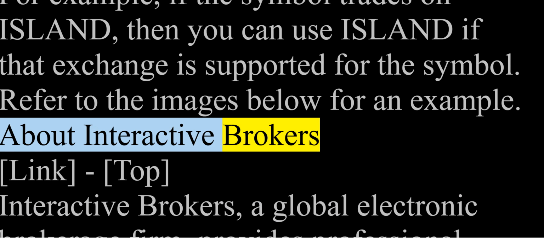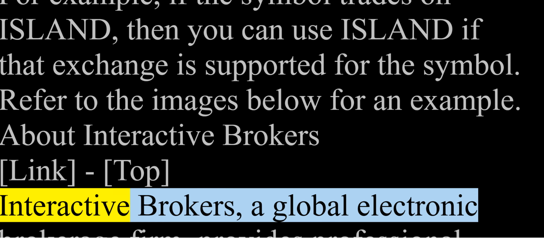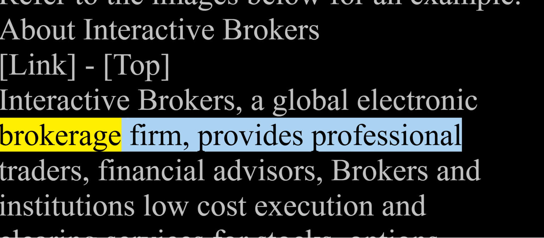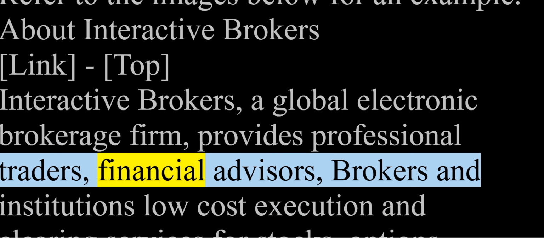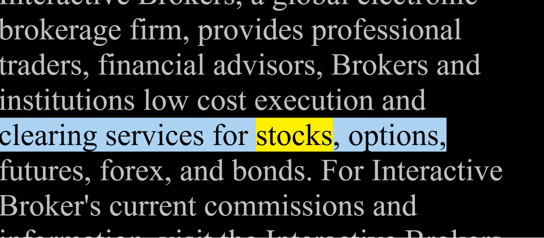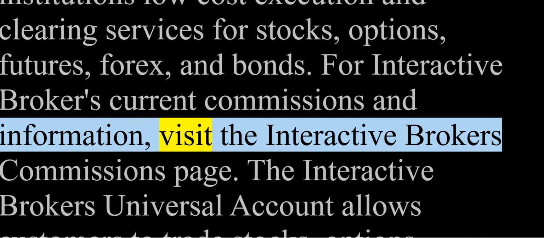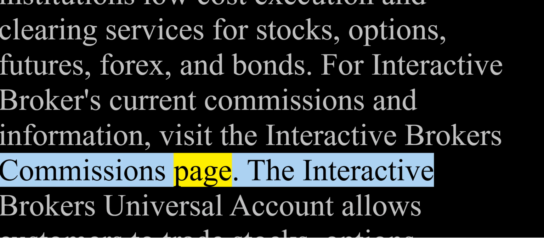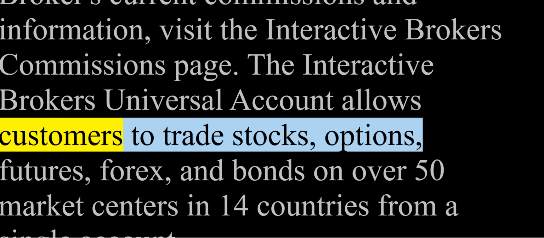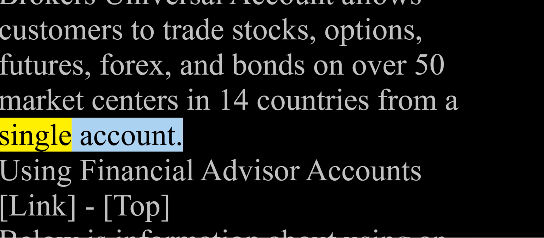About Interactive Brokers. Interactive Brokers, a global electronic brokerage firm, provides professional traders, financial advisors, brokers, and institutions low-cost execution and clearing services for stocks, options, futures, forex, and bonds. For Interactive Brokers' current commissions and information, visit the Interactive Brokers Commissions page. The Interactive Brokers Universal Account allows customers to trade stocks, options, futures, forex, and bonds on over 50 market centers in 14 countries from a single account.